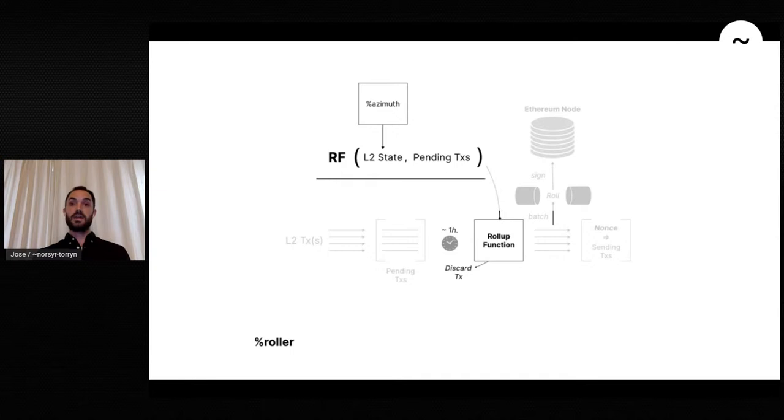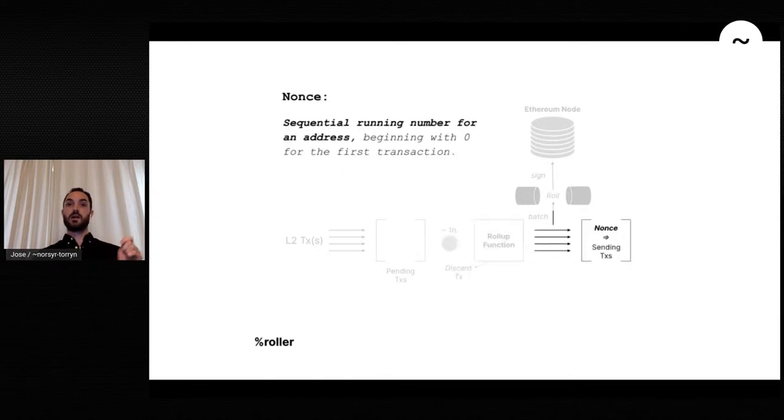If, when we are applying this function, there are some transactions that are not valid, we will discard them. But the ones that are valid will be moved into the next state, which is what we call the sending state. And these are basically transactions that are going to be sent to the Ethereum node, but we don't know if they have been confirmed already on the blockchain.